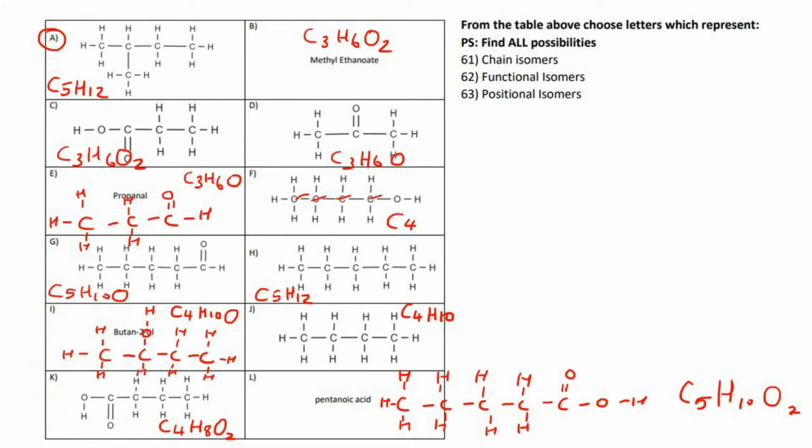So what I can do now is I can see C5H12. Here's another one. Any others? Okay, so they could be a candidate. Then C3H6O2. Is there any other? Yes, there. That's it. Then C3H6O is those ones over there.